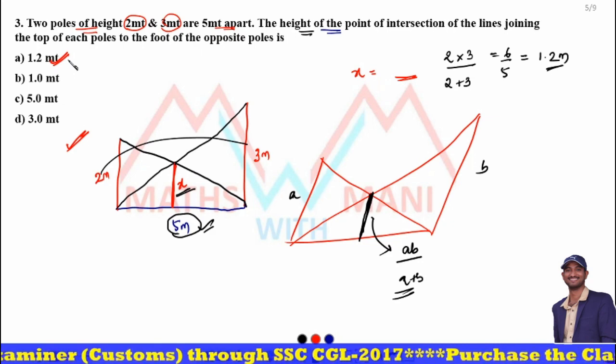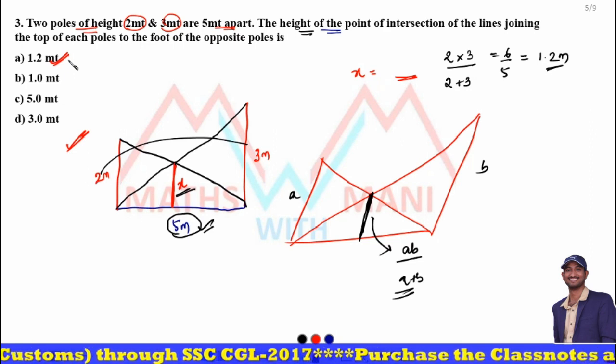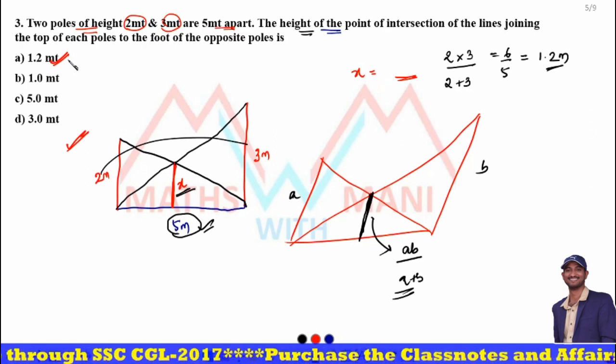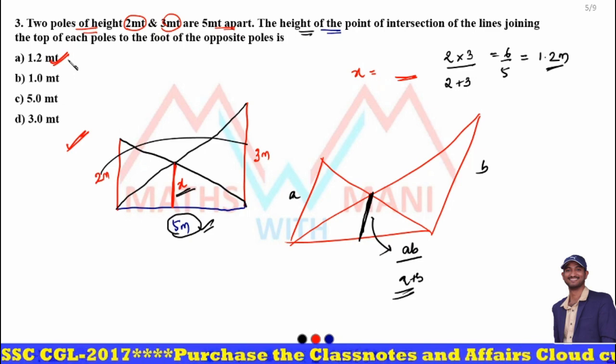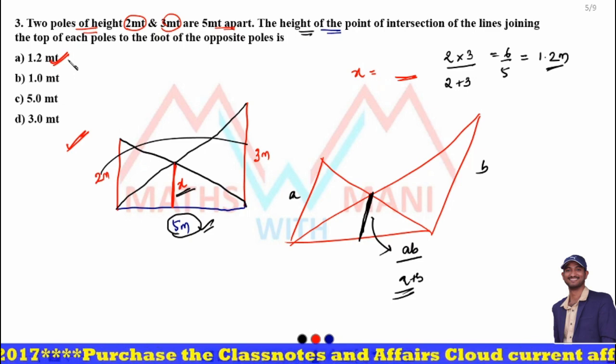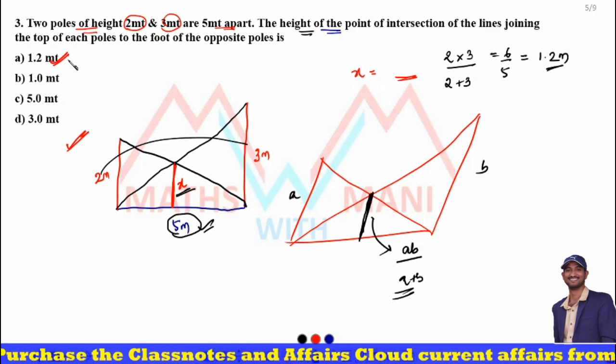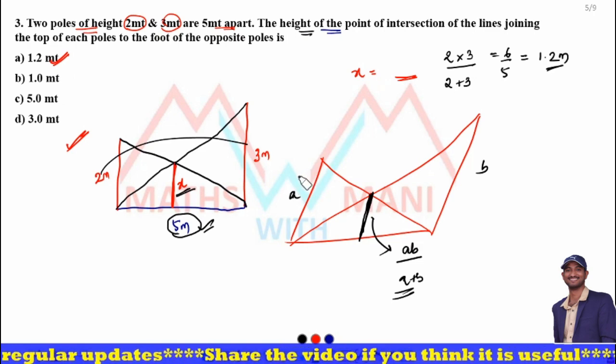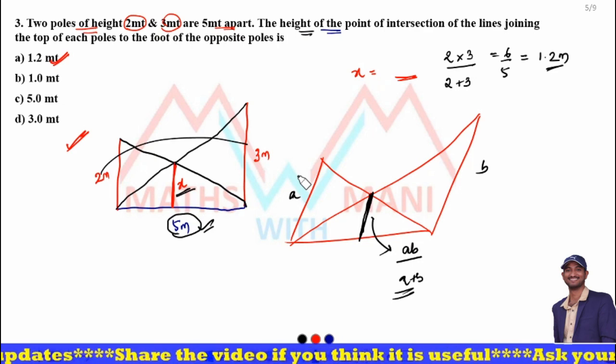I hope all of you are clear. Please watch the video if anybody has doubt. I explained this in the similar triangles concept, important models in similar triangles. Okay, next one, that is the fourth one.